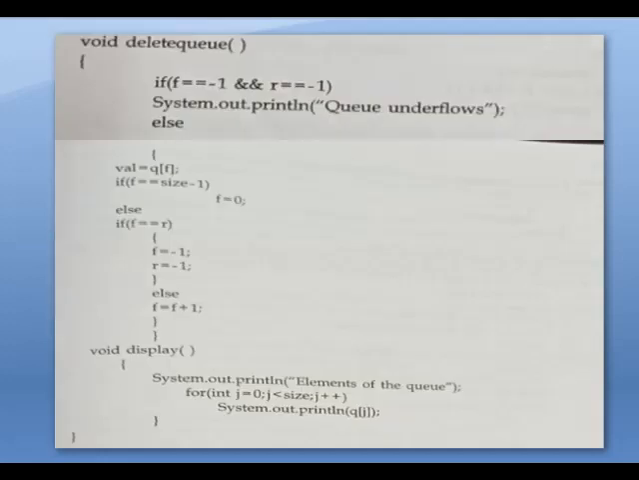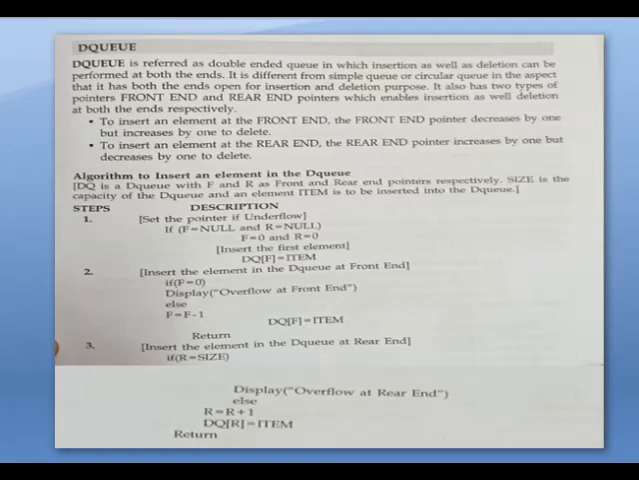The next one is DQ. DQ is referred to as double-ended queue, in which insertion as well as deletion can be performed at both ends. That is the double end, that is, we are able to insert an element from the front end as well as from the rear end.